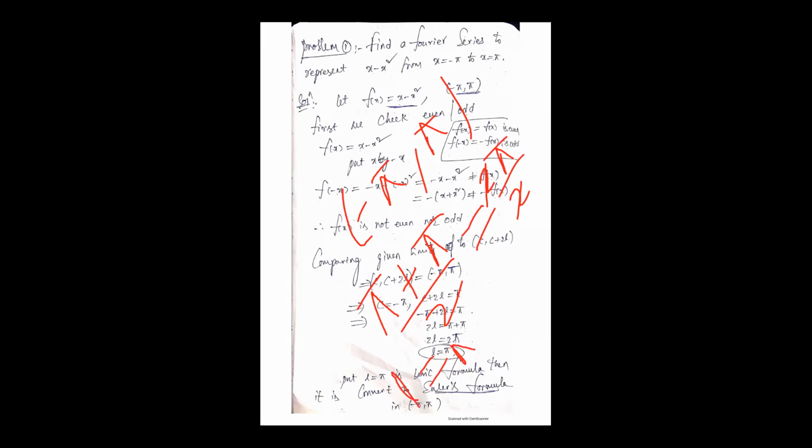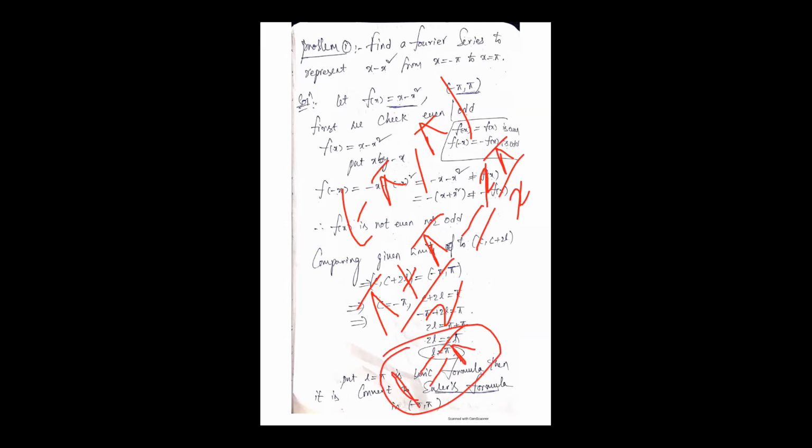But if the two conditions fail, then we have to go to Euler's method. In Euler's method, first we have to find the L value. For the interval minus pi to pi, there is a shortcut: find the average of the given limits, no need to take signs. First limit pi and second limit also pi, divided by 2, 2 pi by 2. So the 2s cancel, and L equals pi.